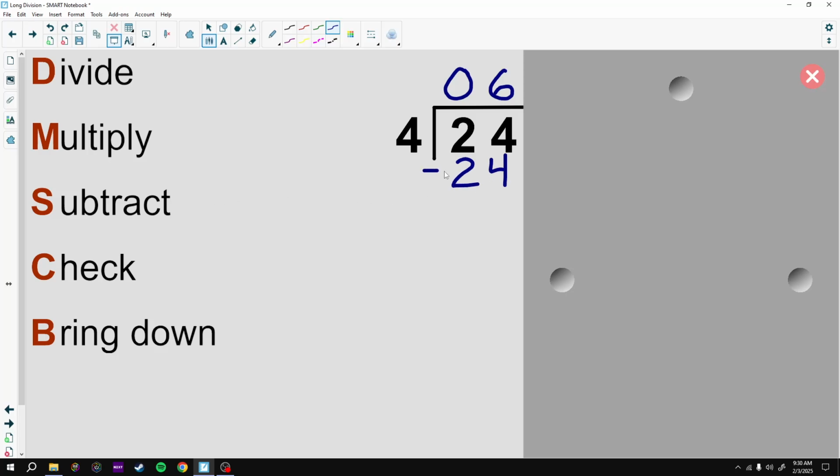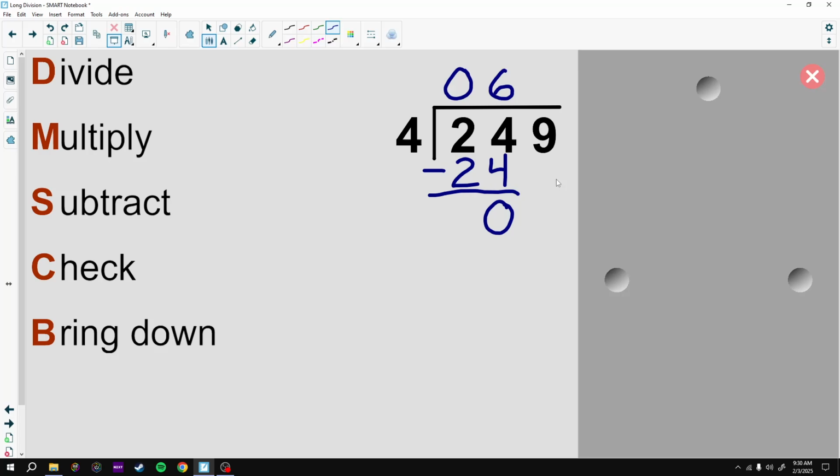Now we subtract. 24 take away 24 is 0. Of course, checking that, 0 is definitely smaller than 4. Now we can bring down our next number, which turns out to be a 9. All right, second step, how many 4s divide into 9? Well, thinking about your 4 times tables, you can fit 2 without going over. So there's our 2 for dividing, and now multiply. 2 times 4 is 8. Next step is, of course, subtract. 9 take away 8 is 1.